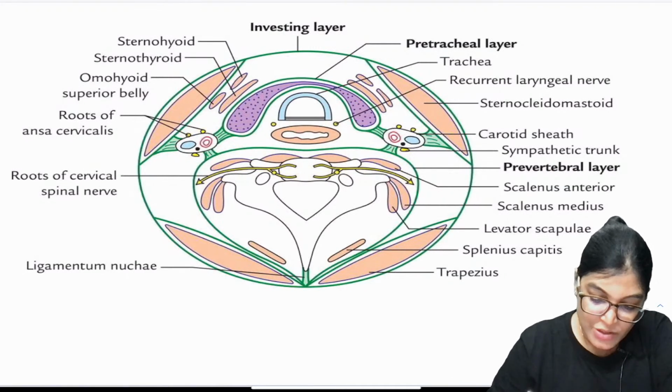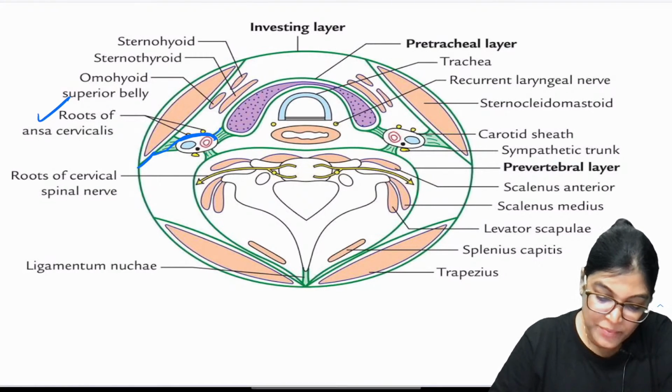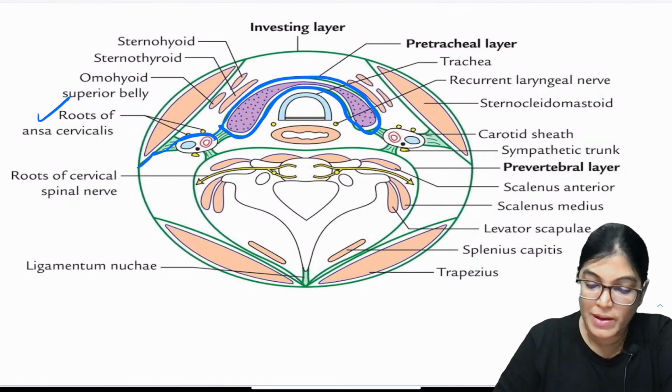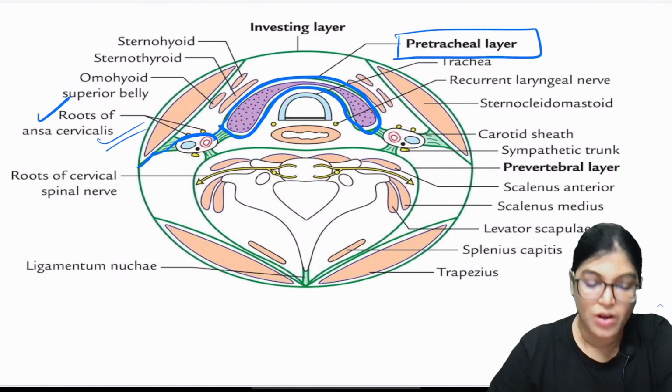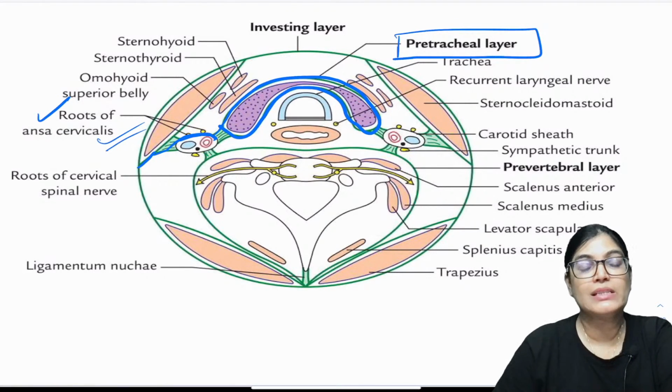Pre-tracheal layer, as you can see, is arising from the investing layer only, and it is also forming the anterior layer of the carotid sheath, on which the roots of ansa cervicalis are lying, and it is a whole covering. Can you see? It is forming a covering for which gland? Thyroid gland. As you can see in the diagram, this whole thyroid gland is covered by which layer? Pre-tracheal layer.